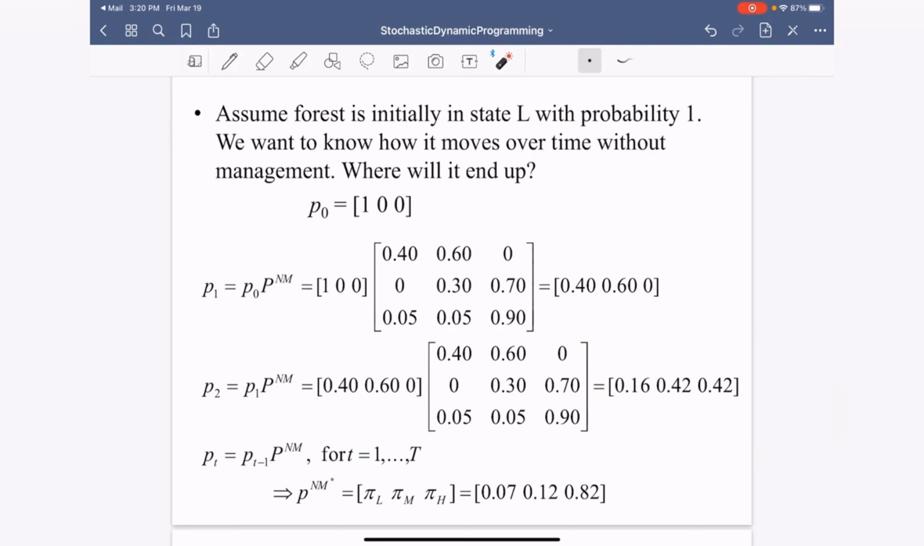So we want to know how it moves over time without management. How does this forest evolve over time without any management, and where will it end up? We begin with P0 = (1, 0, 0), so 100% chance that you're in the low state, 0 that you're in a medium or high state. So what we do is we multiply that vector by this probability transition matrix, and notice that we get 0.4, 0.6, 0. So we actually get that back.